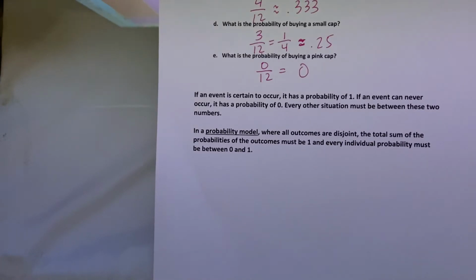In a probability model, where all outcomes are disjoint, the total sum of all probabilities of the outcomes must be 1. So that's like, if you're rolling a die, your probability of rolling every number all added together should be 1, because exactly one event will occur and no more than or less than one event will occur each time you do something. So generally speaking, everything should have a number between 0 and 1, and the total of all of them should add up to 1 if it's a probability model.